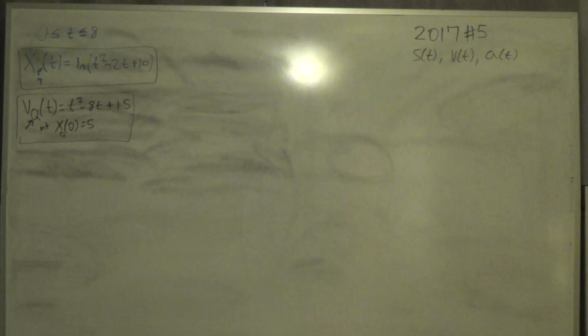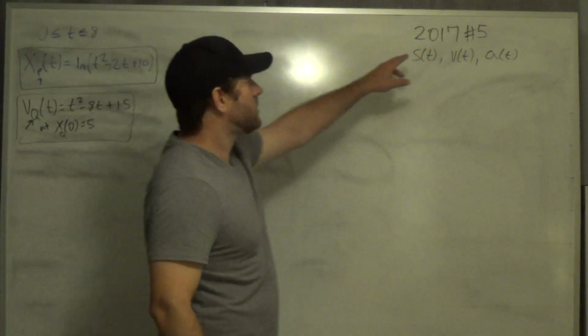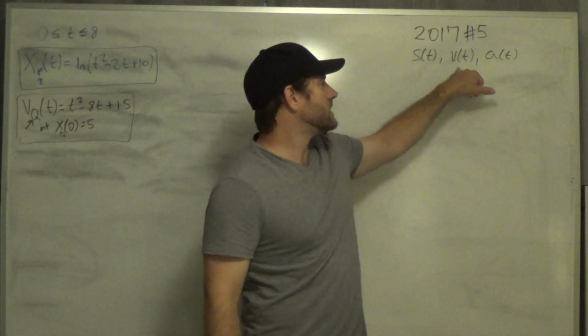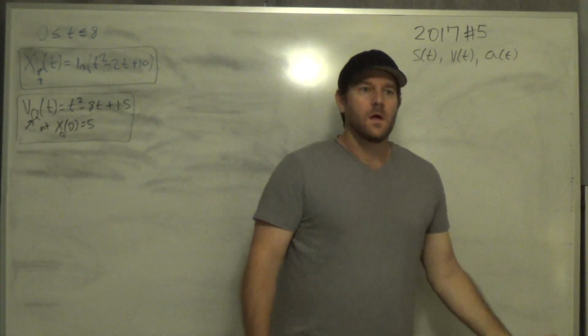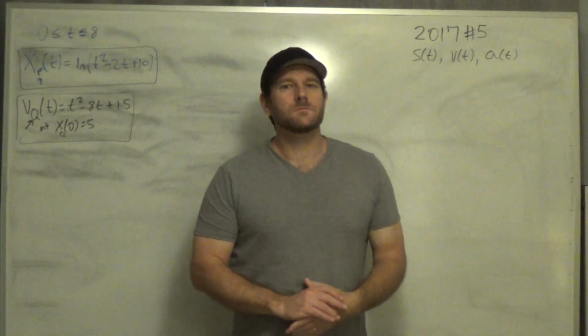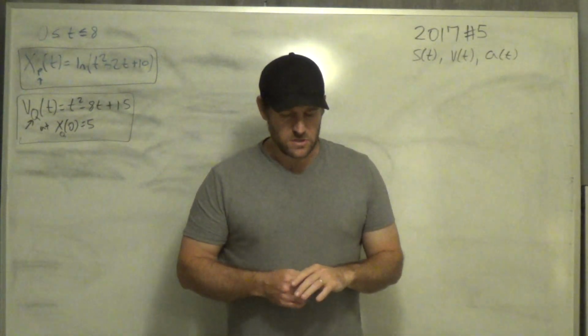Here we are working on 2017, question number 5. It's an s of t, v of t, a of t, position, velocity, acceleration question. And it's got some difficult parts, or some parts where you can make some easy mistakes.